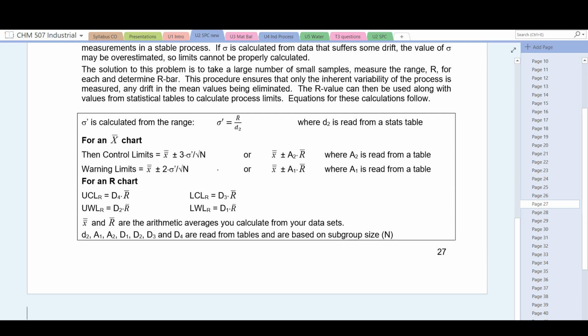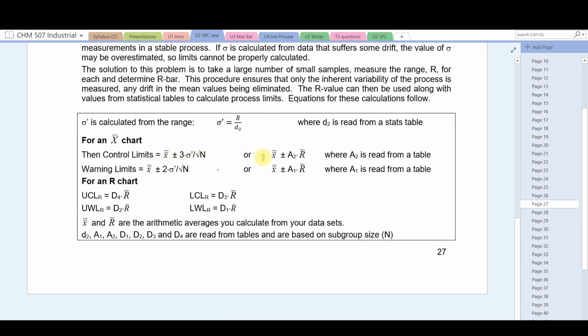So I'm going to call the sigma that we calculate from the range, rather than the formula for standard deviation, sigma star. So it'll be the average range divided by D2. D2 is read from a stats table. Then using sigma star, we can calculate everything from here. The control limits can be calculated as the average of the averages, X double bar, plus or minus 3 sigma star over root of n.